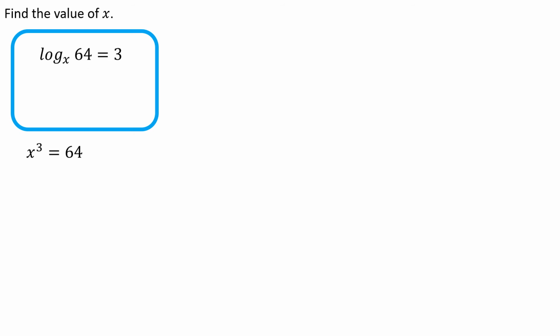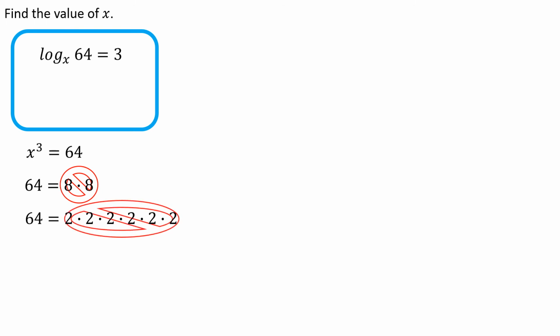Now, there are some traps I can fall into. I could try 8 times 8 for 64, but I needed 3 equal factors, not 2. I also know that 64 could be 2 times 2 times 2 times 2 times 2 times 2, but that's 6 equal factors. I only want 3. So what I really need to do is take that 64 and use 4 times 4 times 4. So if x to the third power is 64, I must be talking about 4 to the third power is 64. So x has to be 4.